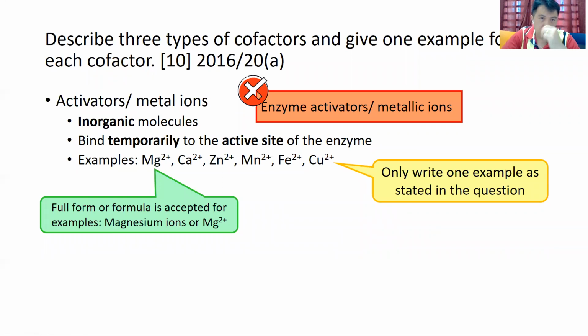Then activators or metal ions, they are inorganic molecules or inorganic particles. They bind temporarily to the active site of the enzyme. So the example is this one: magnesium, you can write magnesium, or magnesium ions in kinase, okay, kinase.